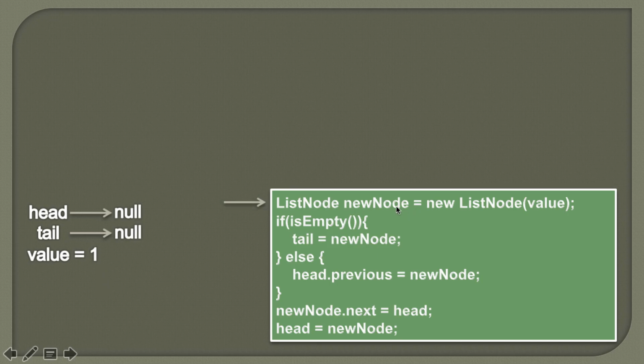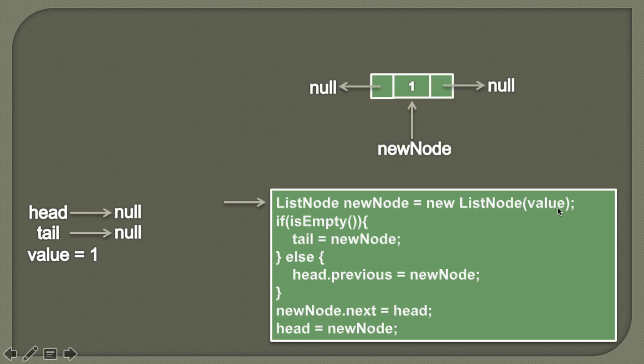First we'll create a new node and assign the value to it. The new node variable will point to a node which has data as 1 and whose next and previous point to null. Moving ahead, we'll check whether the doubly linked list is empty or not. Currently, as head and tail point to null, the list is empty. Therefore the condition in the if statement comes out to be true.